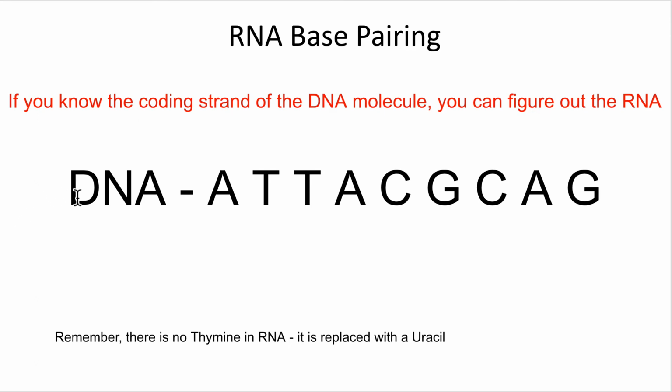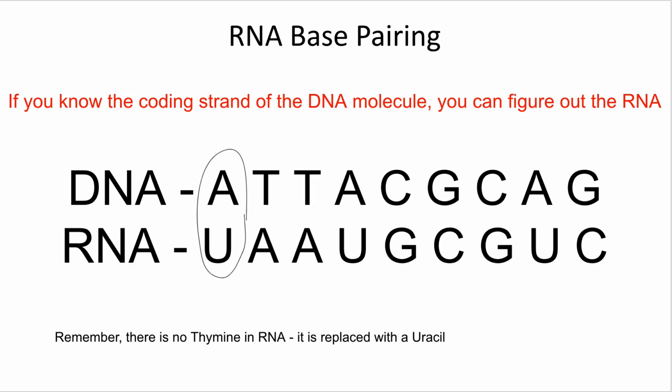So if I have a strand of DNA that's got a code for RNA, I could figure out what that RNA looks like using base pairing, right? Now remember, there's no T in RNA. Instead of a T, it's going to be a U. So in DNA, that A would pair with a T, but since there's no T in RNA, it's going to pair with a U. So it would go A to U, and then everything else will be the same. T to A, T to A, A to U, C to G, G to C, and it should look like this.